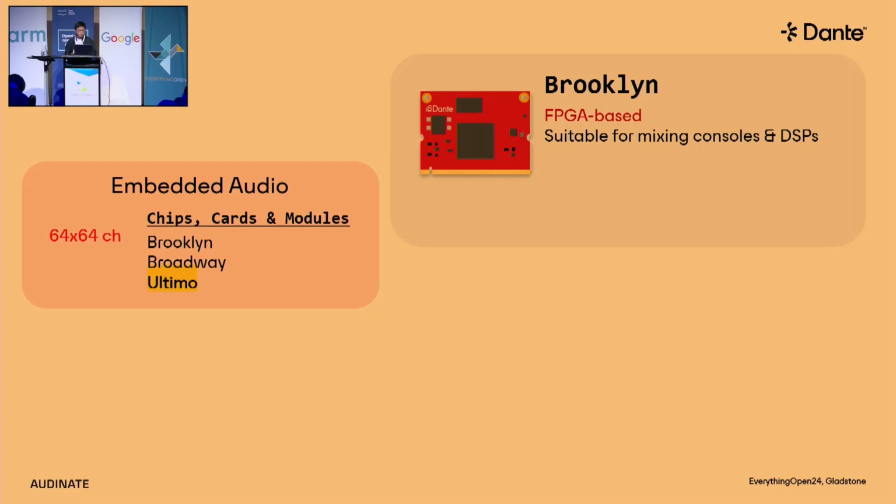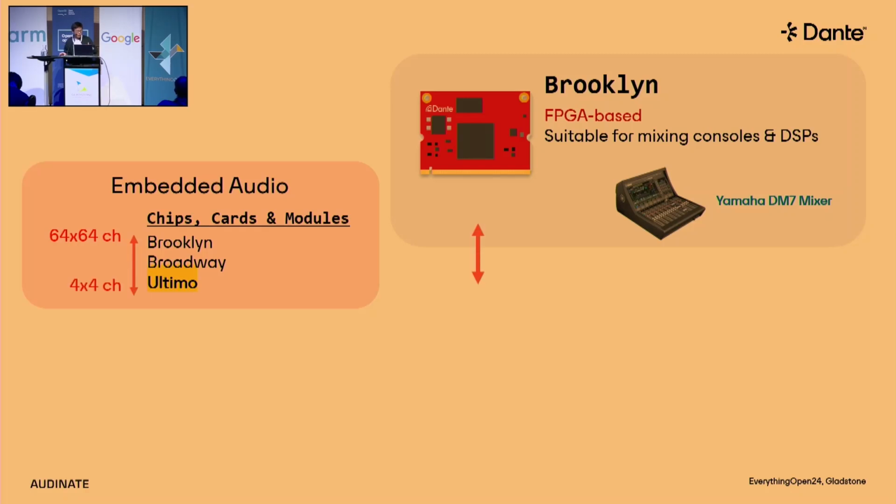It used to be a Spartan 6 that runs a MicroBlaze soft-core processor, as well as the hardware design, the IP for Dante. And since it has higher channel counts, it's really suitable for OEMs who want to build things like mixing consoles, the one over there, and DSP machines. One of the examples is the Yamaha DM7 mixer. Yamaha is one of our early-day customers who integrated Dante early.